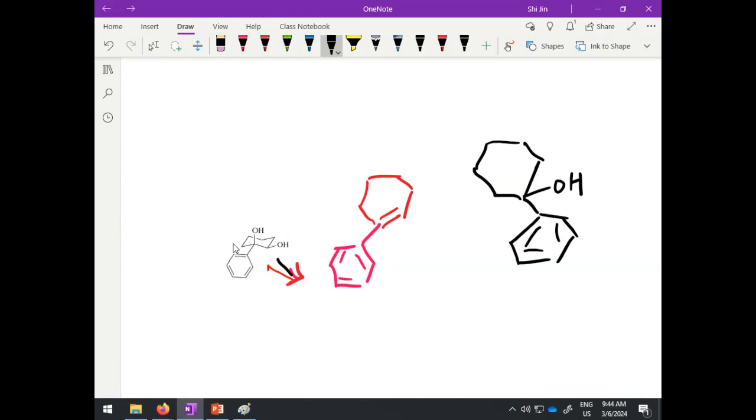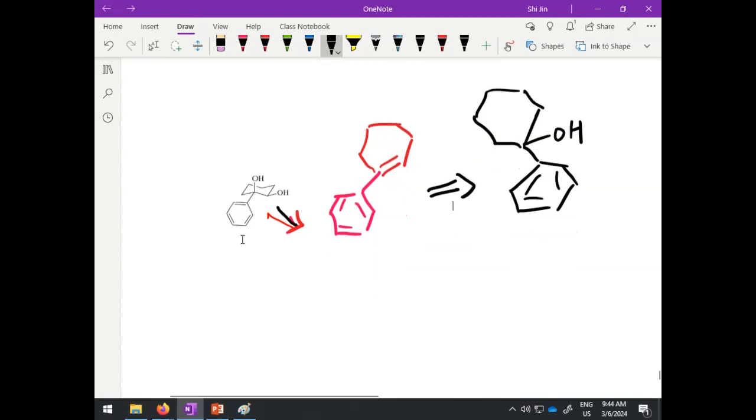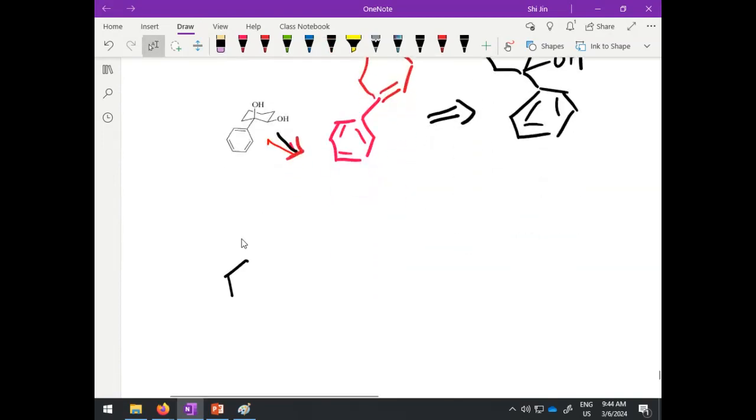So can you use a one-step retro? Can you think about one step converting the black compound to the red compound? Yeah, sulfuric acid. What do we learn in organic one? Acid catalyzed dehydration. Now we complete retrosynthetic analysis. Just write out all the forward reactions. So you will need that compound, then heat with sulfuric acid.